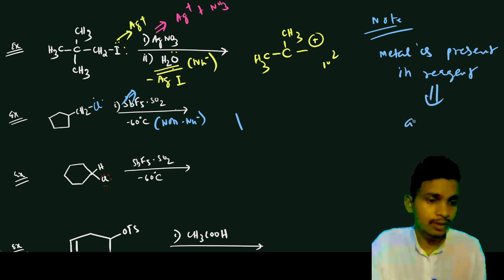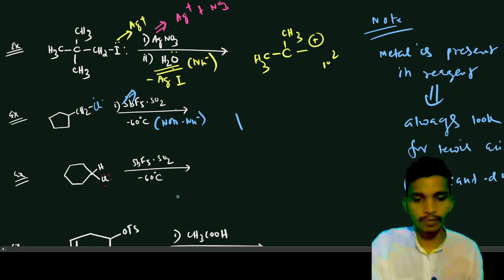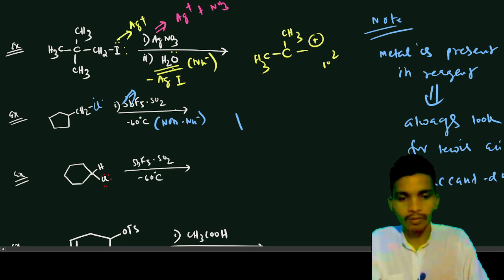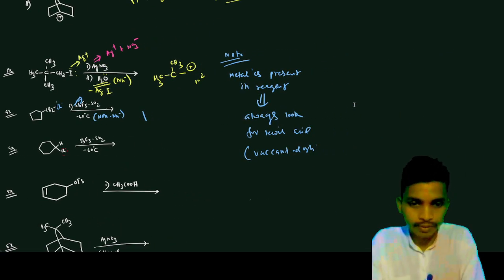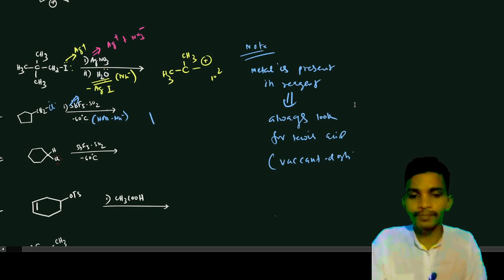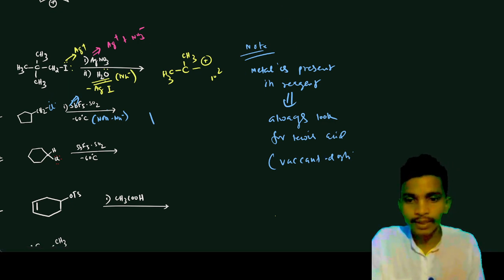always look for Lewis acid, because they have vacant d orbitals. Okay, they actually always want to confuse. So if a metal is present, then always look for Lewis acids. So in this case, we are looking at these examples.